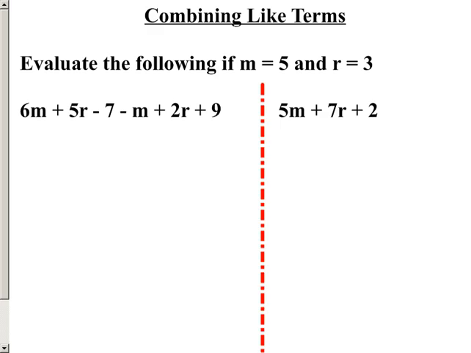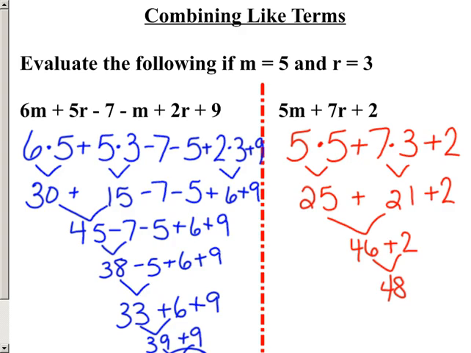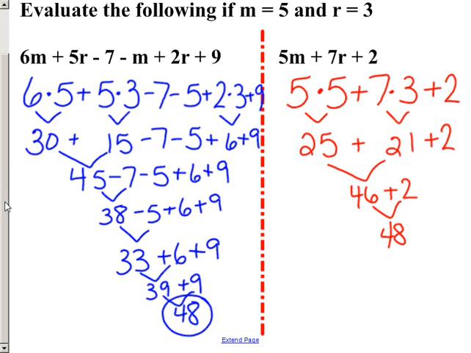The first thing I want you to do is, there are two expressions here, and in both of the expressions, m equals 5 and r equals 3. I would like for you to evaluate each of those expressions. Take a moment to pause the video and evaluate each of those expressions. Okay, now that you've done that, you should see you have gotten 48 for each of those.